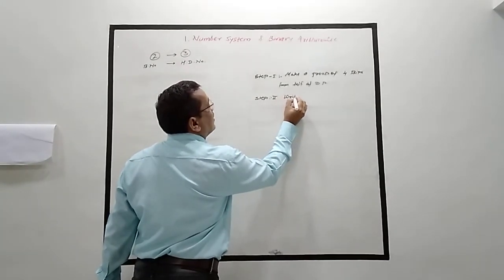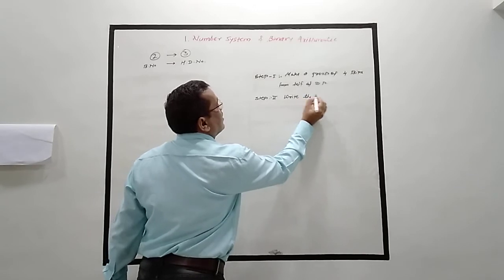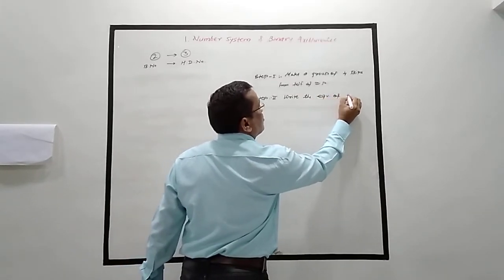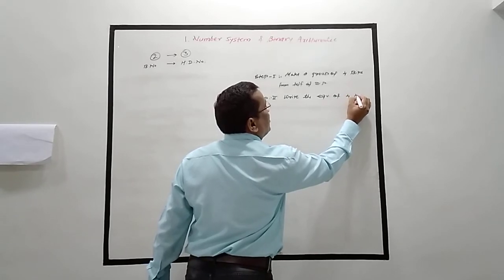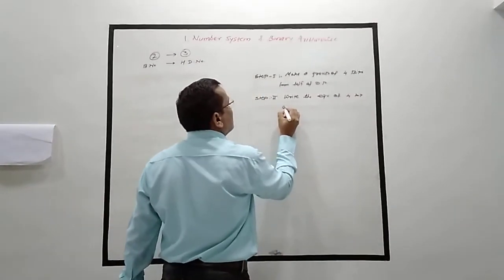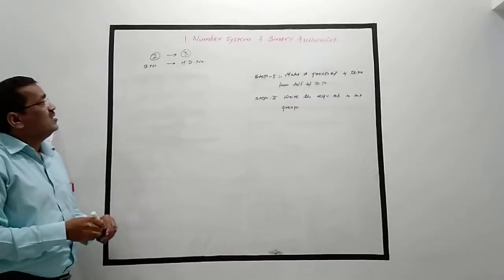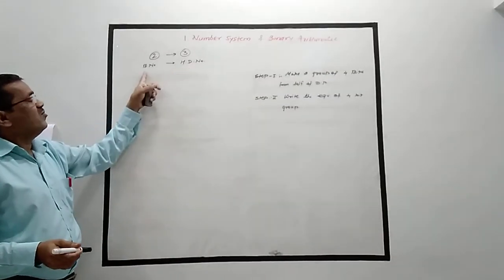Write the equivalent of each 4-bit group, and that is the hexadecimal of the binary number.